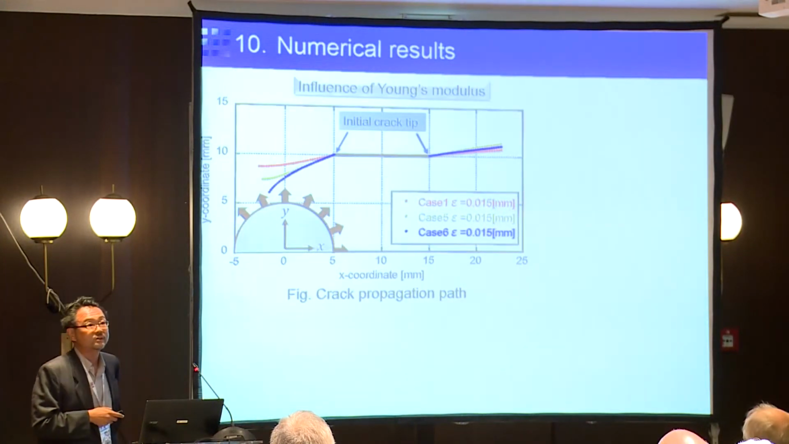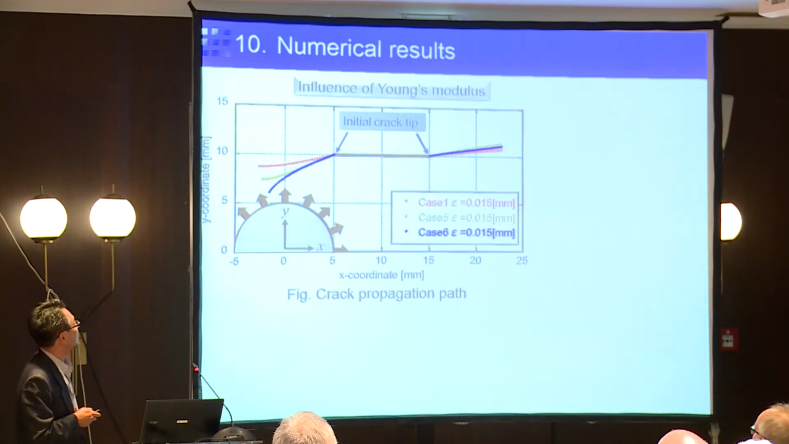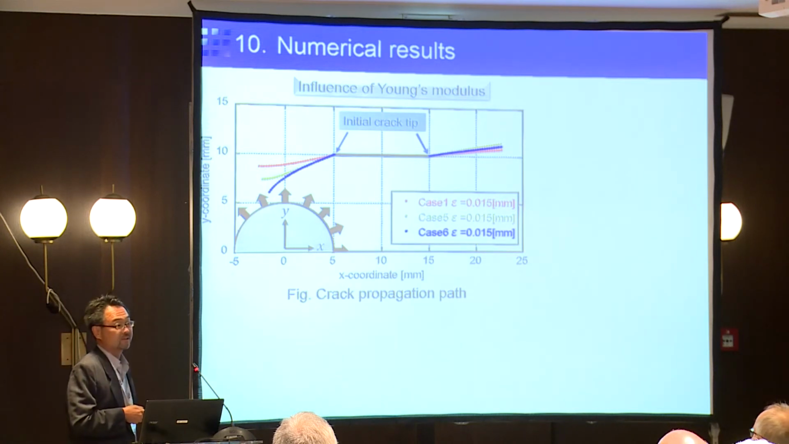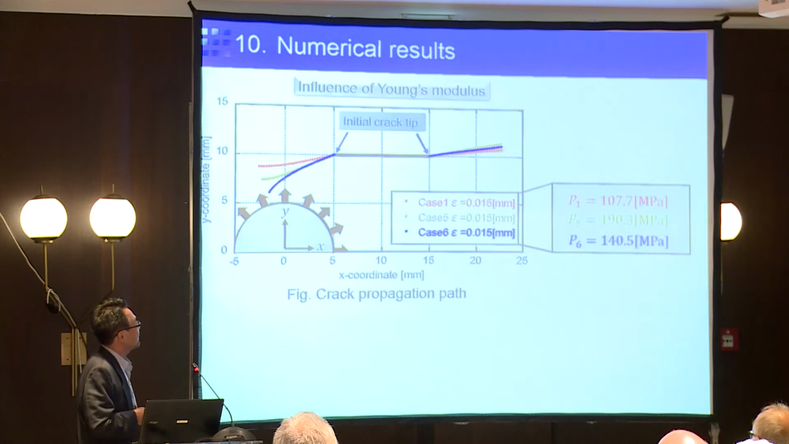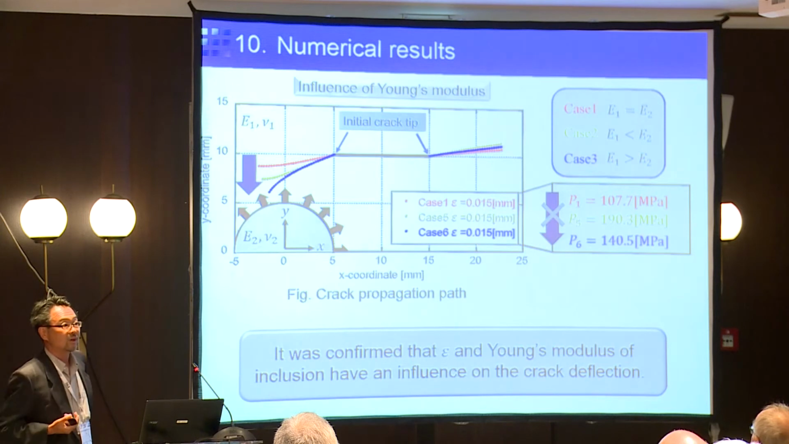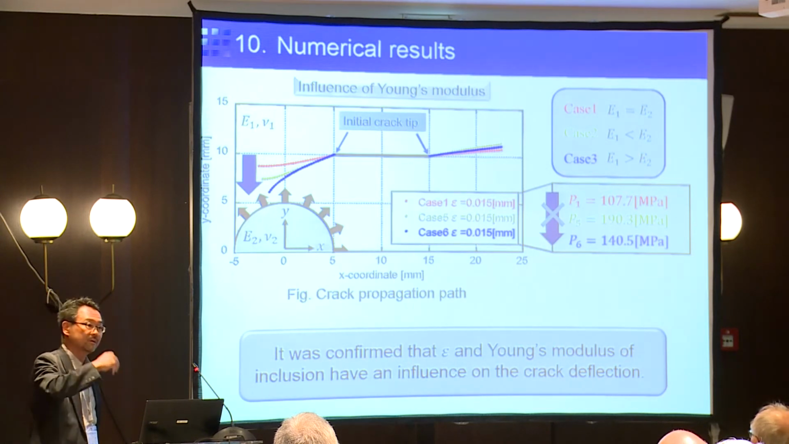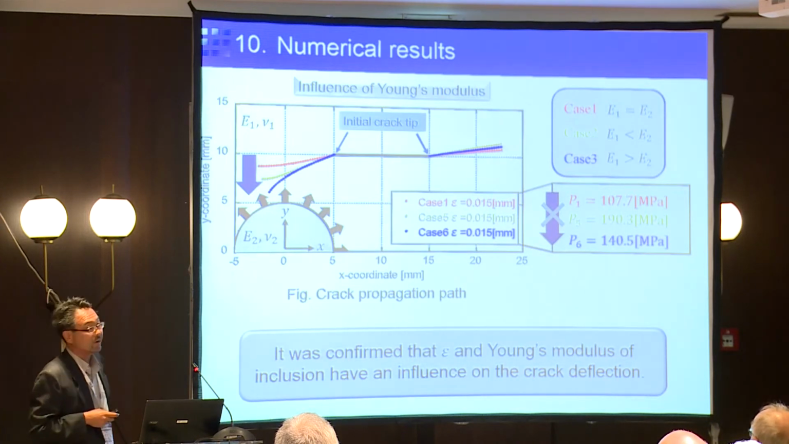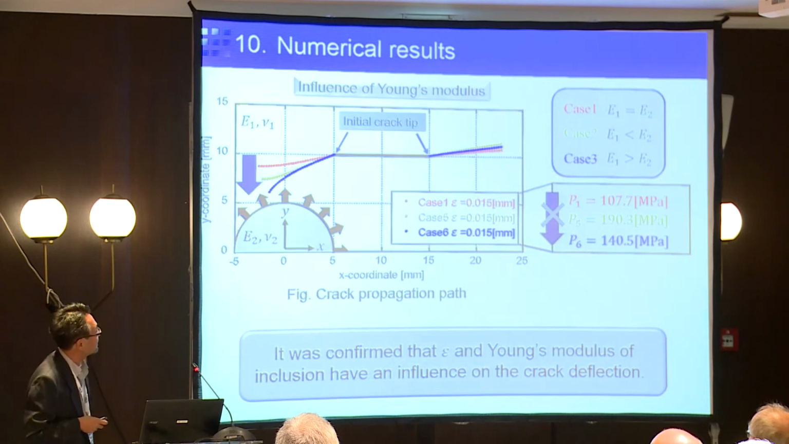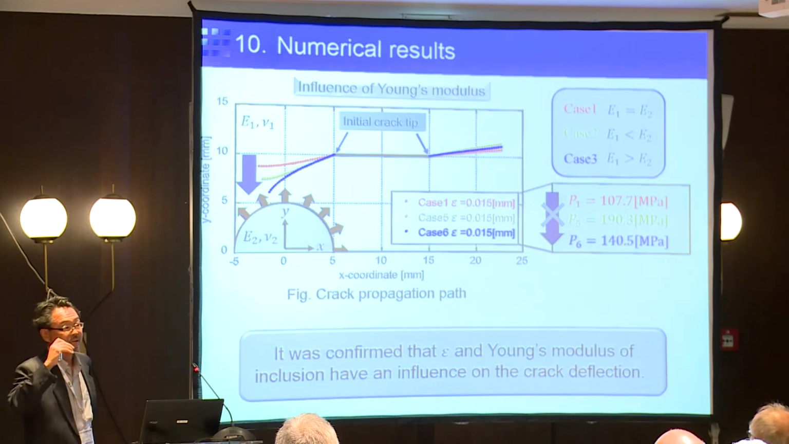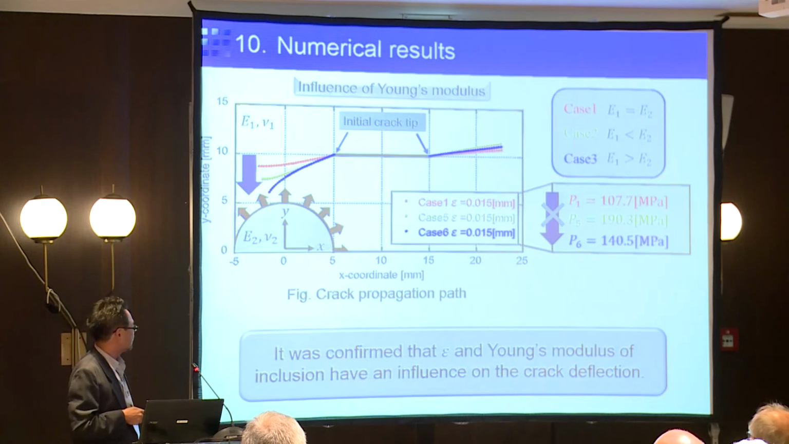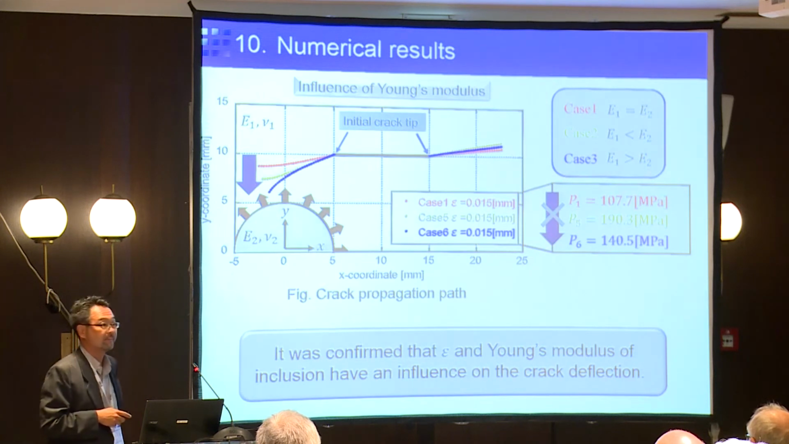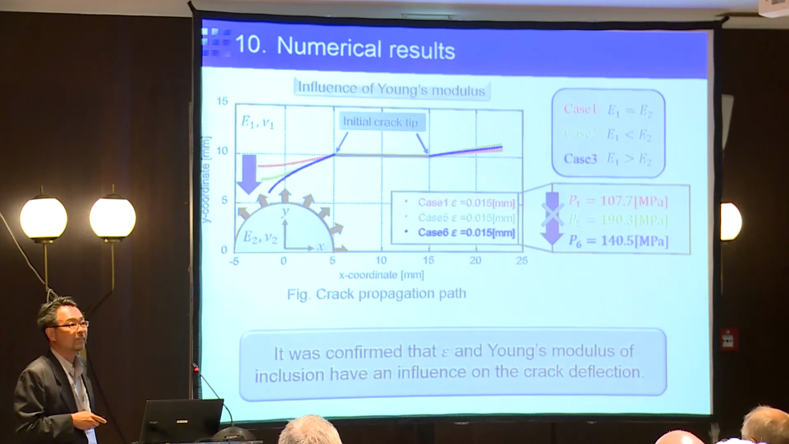We also consider the influence of Young's modulus here. Epsilon was fixed, and we change the Young's modulus combinations. In all cases, the crack tip approaches the precipitated inclusion. However, if the Young's modulus of the circular plate is larger than that of the elastic plate, the tendency of the crack tip is more increased. From these results, it was confirmed that epsilon, the Young's modulus, and the inclusion have a big influence on the crack propagation path geometry.